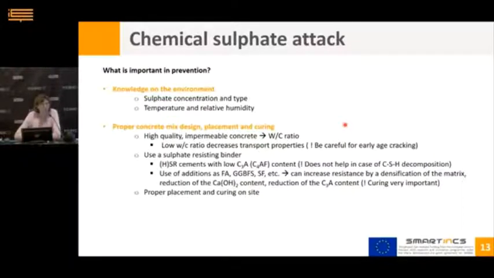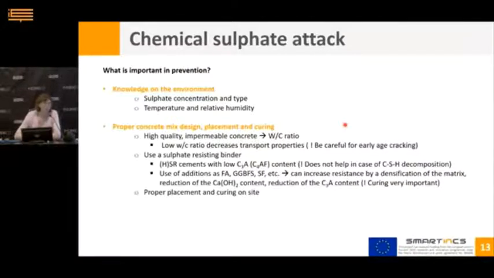So first of all, we said that there should be a good knowledge of the environmental parameters, so the items related to the sulfate itself, the concentration and the type. And then secondly, also the temperature and the relative humidity. And then we were also looking, if we know that, at how we can make a good mix. So we should make a proper mix design, but also placement and curing of the concrete should be done in a good way.